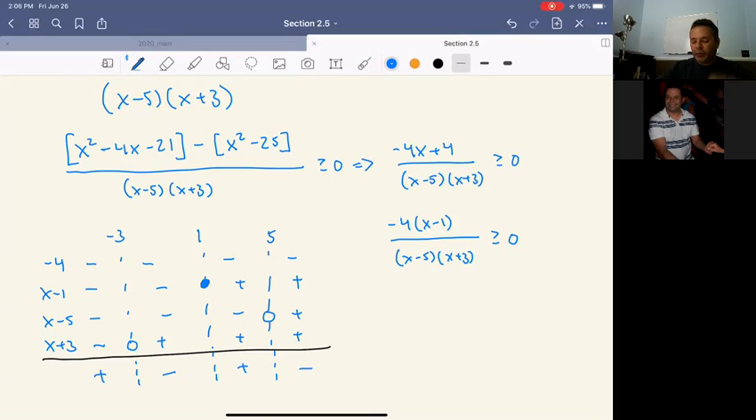So when is this greater than or equal to 0? Well, between negative 3 and 1, we do not include the negative 3, but we do include the 1, together with, why am I doing that? My bad, my bad. Greater than or equal to 0. Oops. Between negative infinity and negative 3.